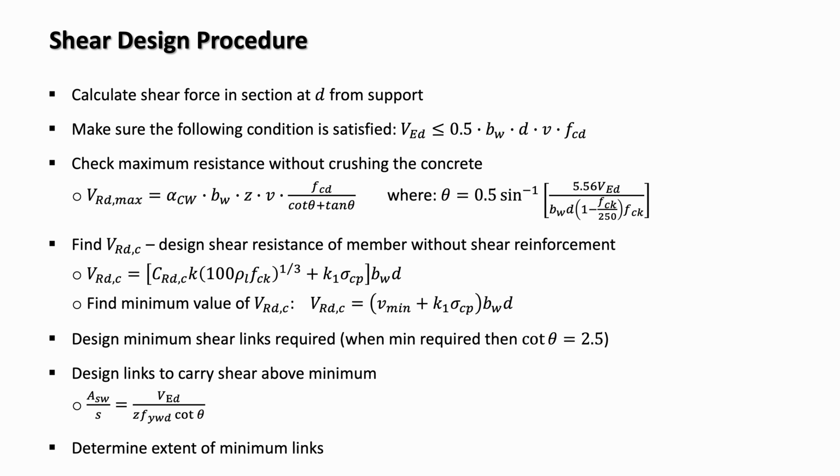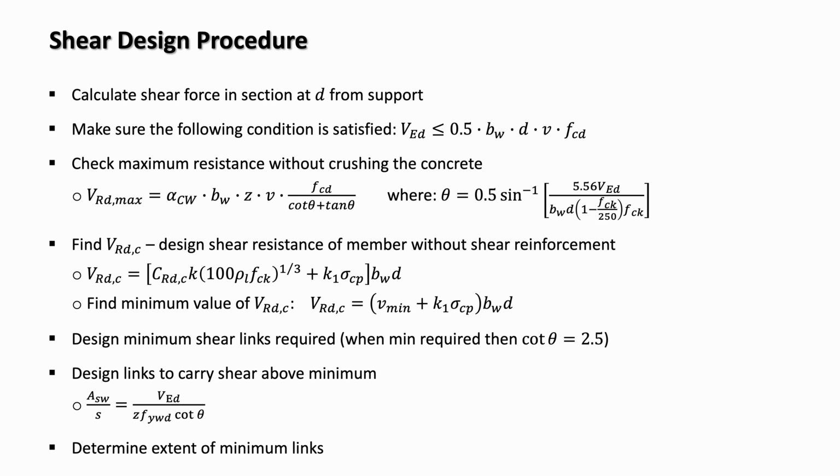You might see here on this slide that the layout of the procedure is slightly different from what you've encountered in other lectures or books. I've laid it out in a way that makes some of the checks come first so that you can change the section if you need before moving further. Here we need to calculate the shear force in the section at a distance d, the effective depth, from the support. There then is a basic condition that we need to satisfy. And if we don't satisfy that condition, then we need to redesign or rethink our section.